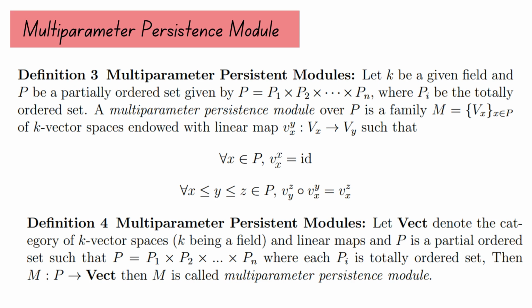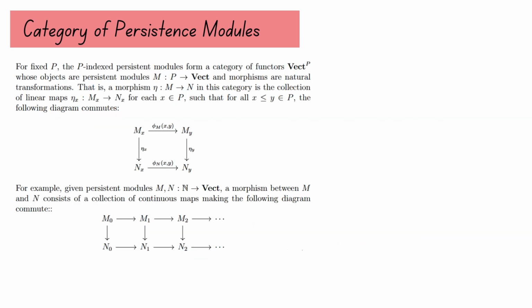We can make a category for these multiparameter persistent modules, for these functors. So for fixed P, the P-index persistent modules form a category of functors whose objects are P-index persistent modules, and the morphisms are natural transformations. So as we know, whenever x is less than or equal to y, we would have a linear map from Mx to My and Nx to Ny. But the morphism between two persistent modules, let's say it is eta from M to N, this eta is a collection of linear maps such that for each x in P, there would be a map between Mx and Nx. So eta is the collection of all the eta x for all x belonging to P.